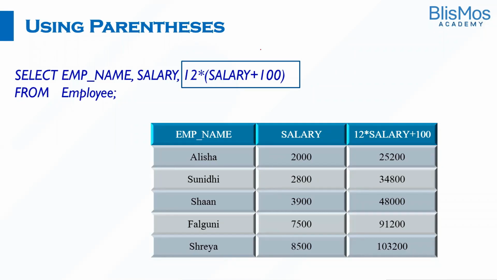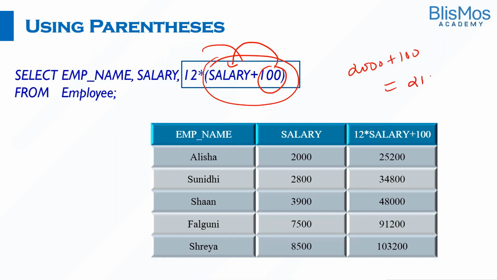When we use the parenthesis, we override the precedence. Here what happens is $100 is added to the salary first, then that value will be multiplied by 12. If you see here, it will be 2000 plus 100, that will be 2100. Then into 12 would be 25,200.